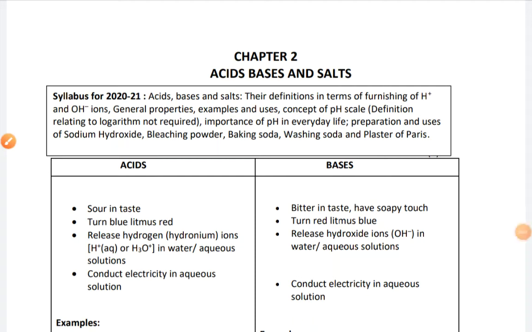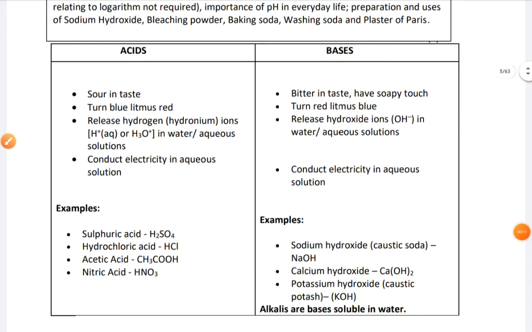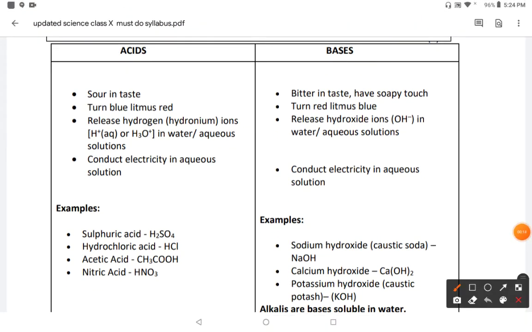Let's do chapter 2. Name of the chapter is Acids, Bases and Salts. Now let's do the quick revision of chapter 2 and the important topics covered in this chapter. First of all, we should know about the physical properties of the acids and the bases.